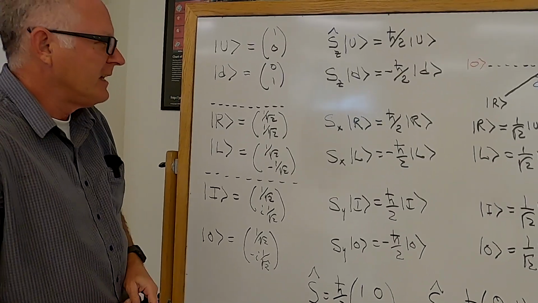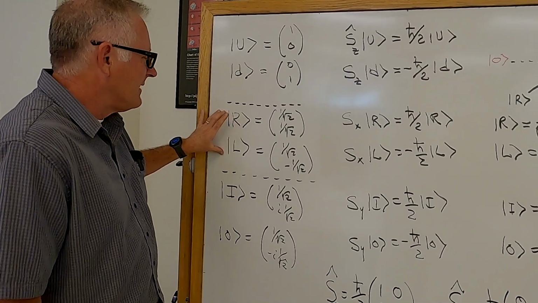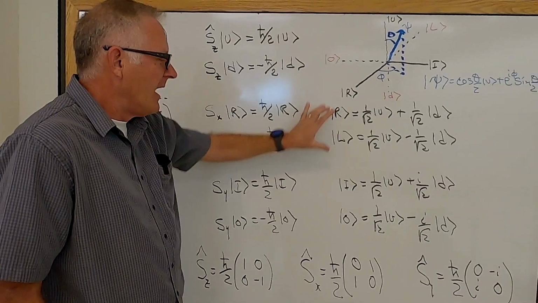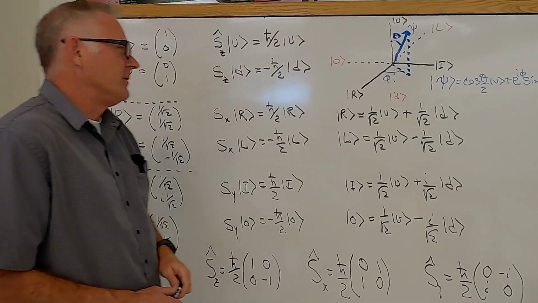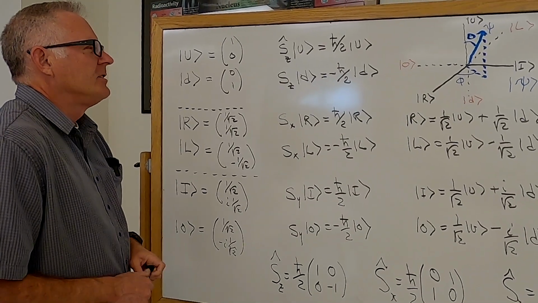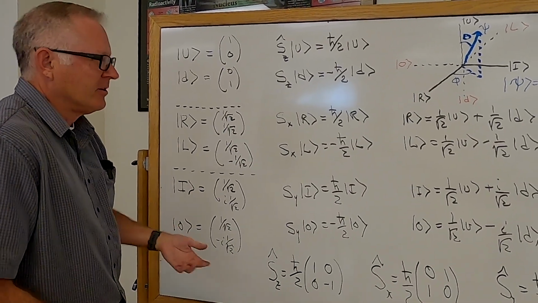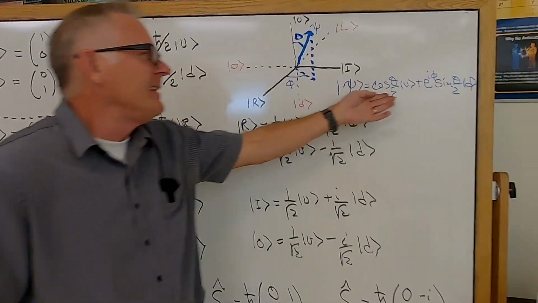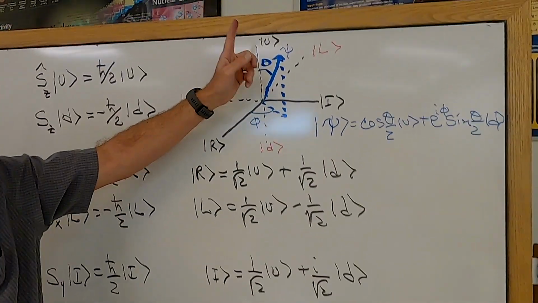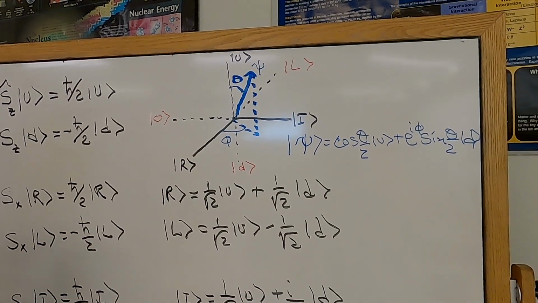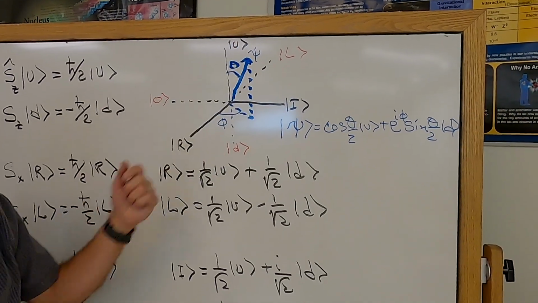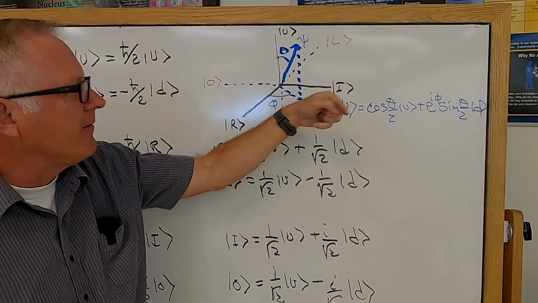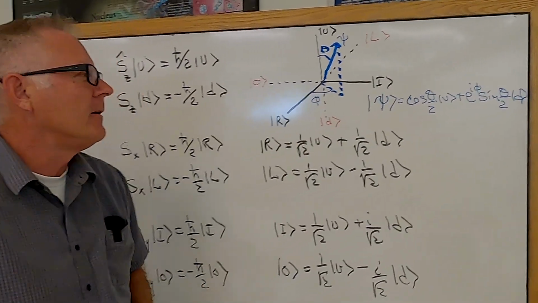Okay, and we also said we can write rights and lefts in terms of ups and downs, and we can write ins and outs in terms of ups and downs. And if we just wanted to write any state in terms of ups and downs, we could just plug it into this equation right here, where theta is how much you're pulled down from the up direction or z direction, and phi was how much you went around from the x or the right direction. Okay.